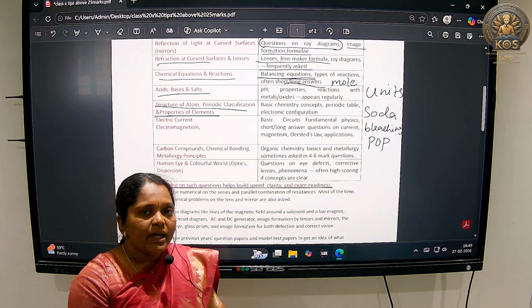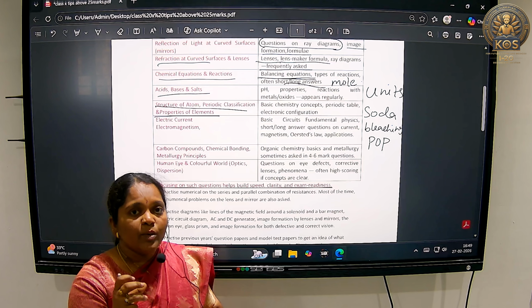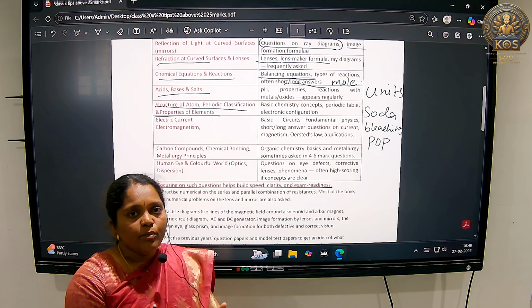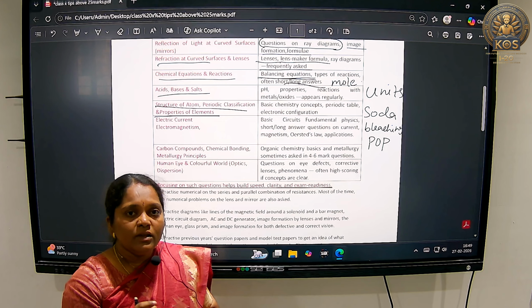Buckminster fullerene is there, nanotubes are there. So they asked the nanotubes for 2 marks: write the properties of nanotubes and write the properties of Buckminster fullerene. It's a kind of 2 marks answer which we can easily score.